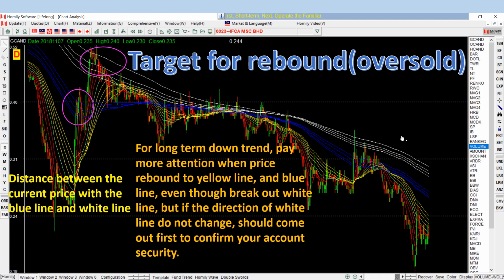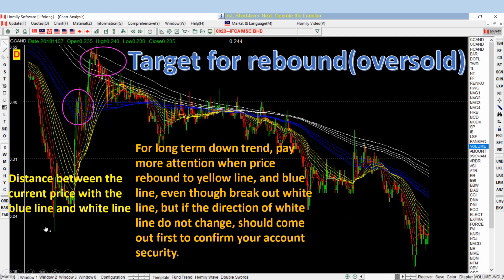And for the downtrend, you must know usually the price will find it hard to break out the white line. Here the white line will be a heavy resistance. So with this one you can know about the target price for price rebound. Usually you can see the price drop very fast. Here the price drops very fast, then it will be required to rebound because the price is oversold.